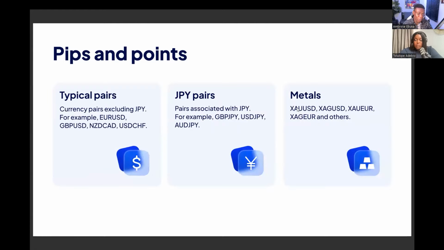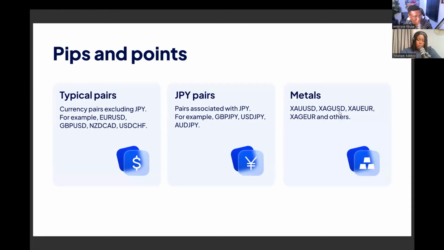Okay, now we have different assets, different instruments, and different ways of calculating their pips. We have the typical pairs that exclude JPY, for example, Euro USD, GBP USD. Most of these pairs that include USD and exclude JPY are called typical pairs. We have JPY pairs, which are pairs that are associated with JPY, like the GBP JPY, the dollar yen, and the Aussie yen, which is the Australian dollar and the Japanese yen.